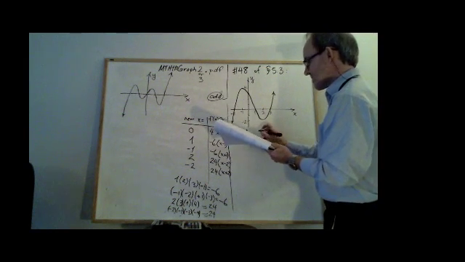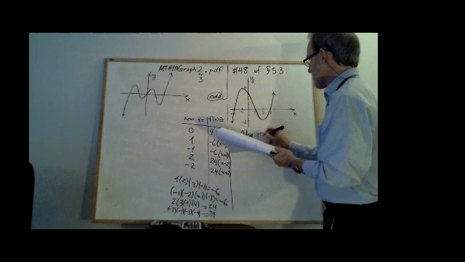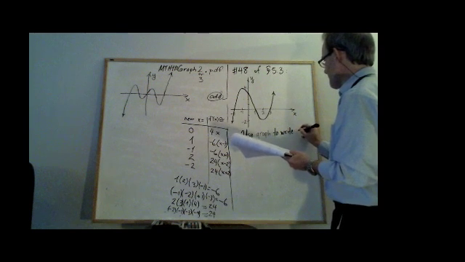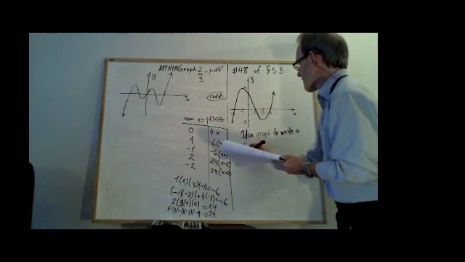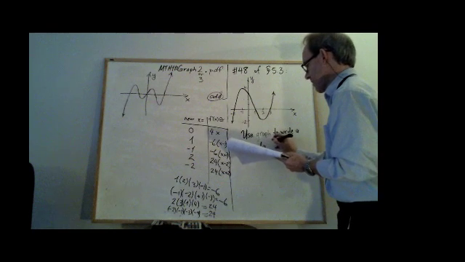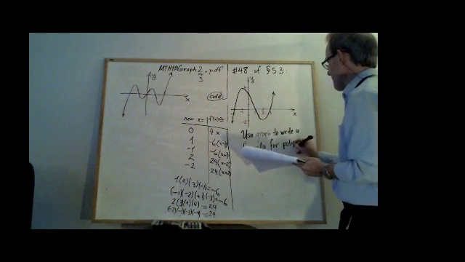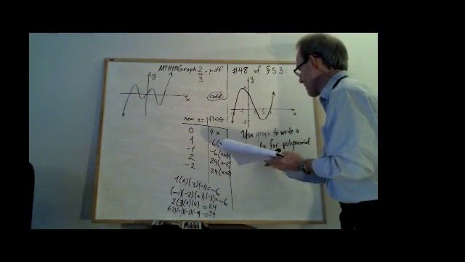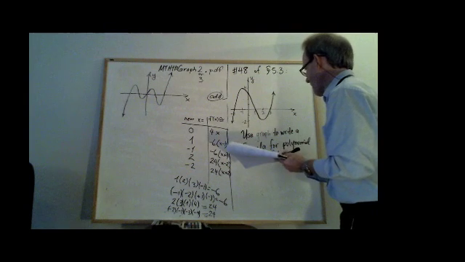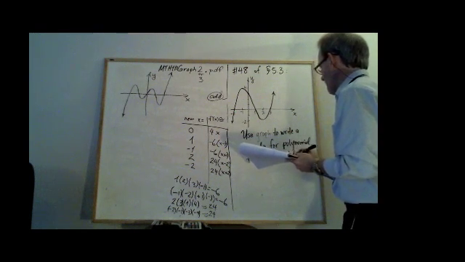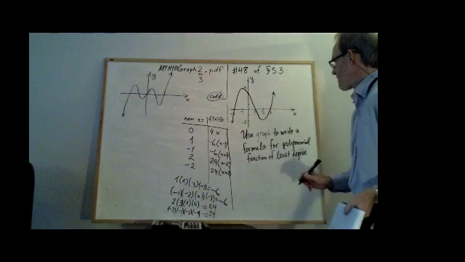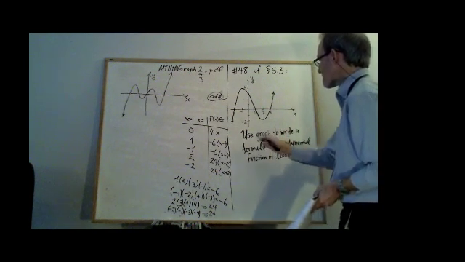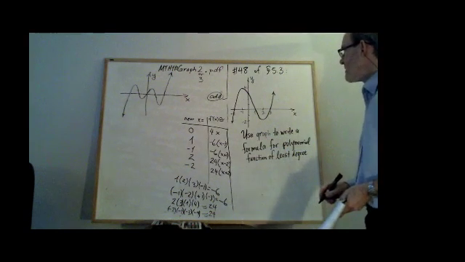So we're asked to use the graph to write a formula, to write an expression for the polynomial function of least degree. All right, so how do we do that? Okay, so we know several things.